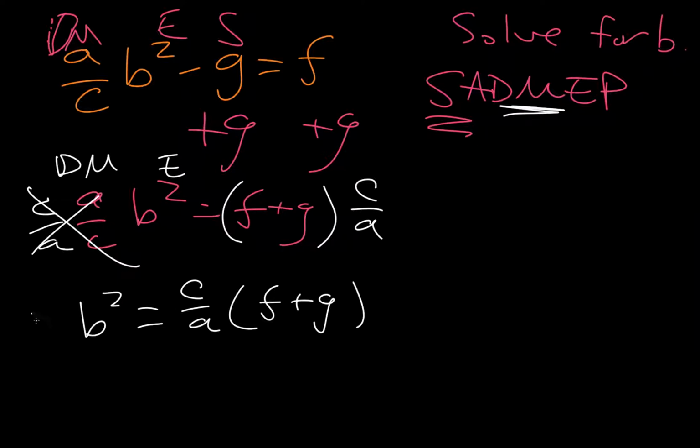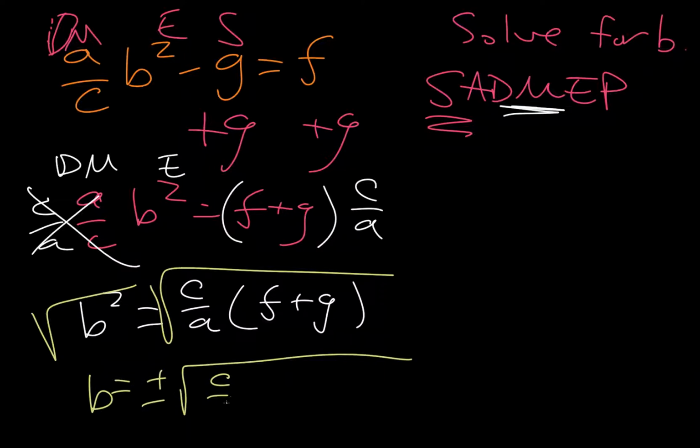Now we still have an exponent. We undo that with a square root. Once again, we do a plus or minus. And we are just going to leave our answer like this.